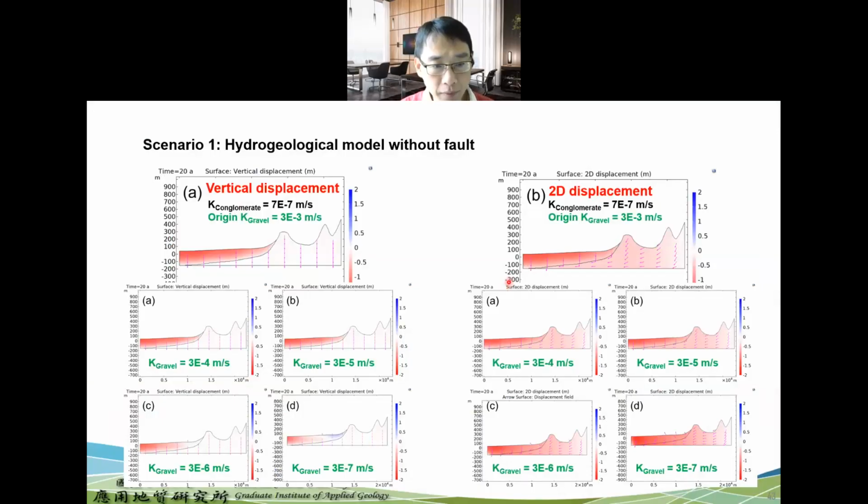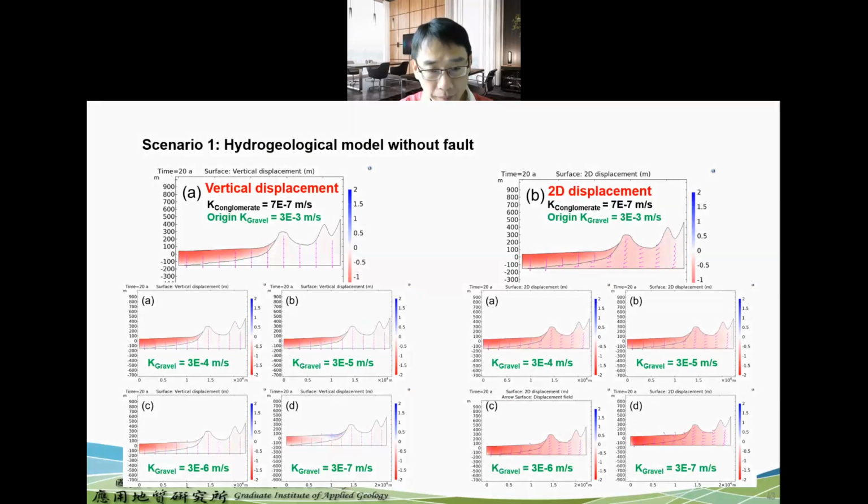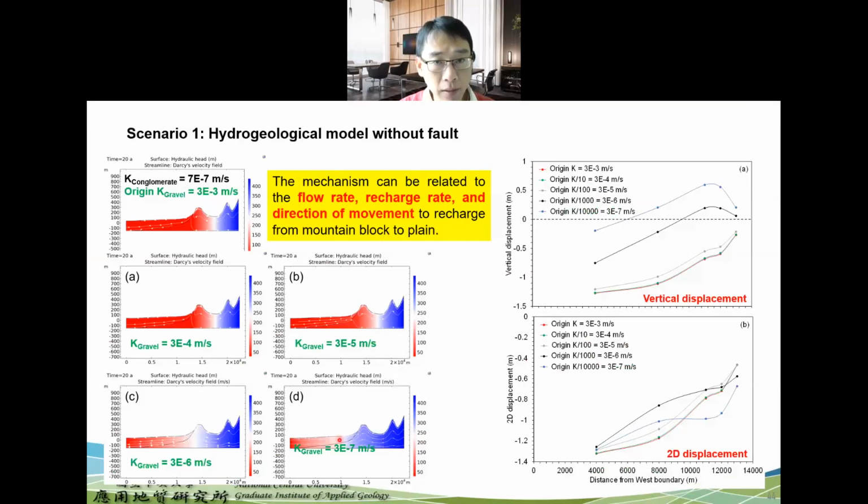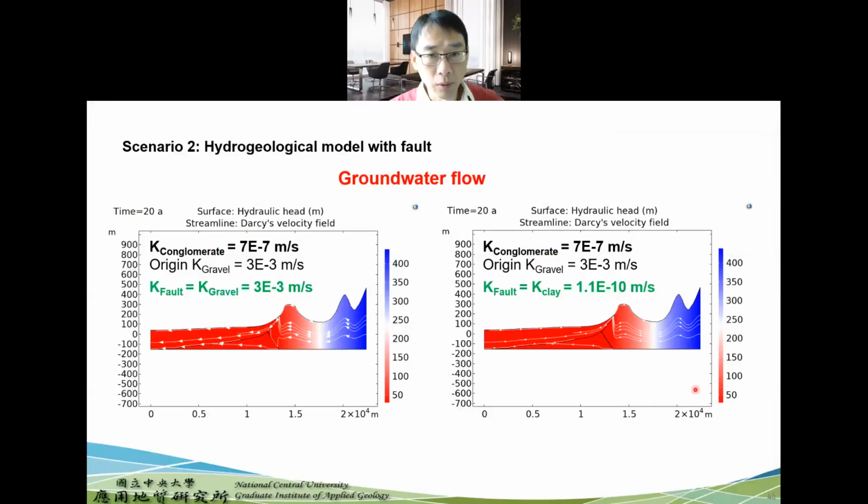Okay, and this is the displacement field. It seems we do not discuss too much about this, so I will skip it quickly, just to let you see that if we increase the K values of the sediment, the water will outflow and induce an uplift behavior in the proximal fan area. Okay, and this is some quantification. I skip this part. For the second scenario, we use the fault system.